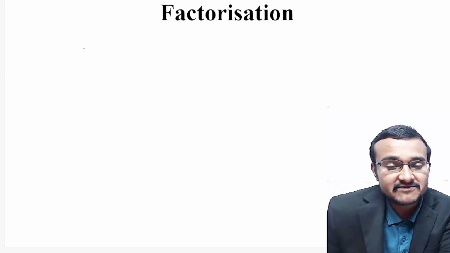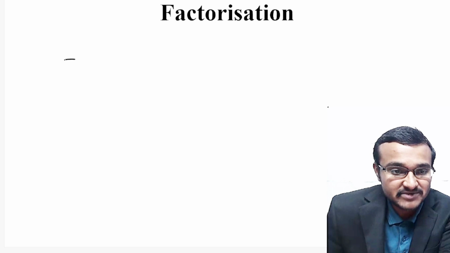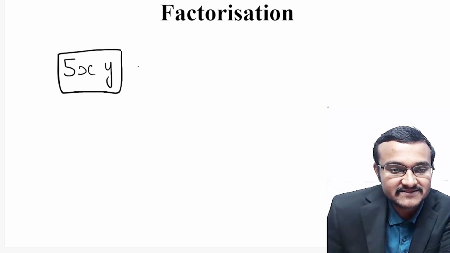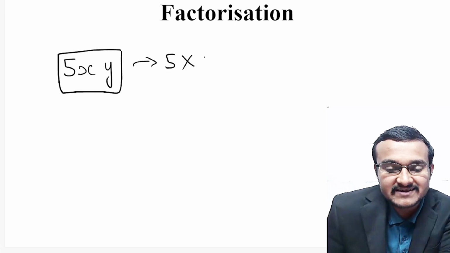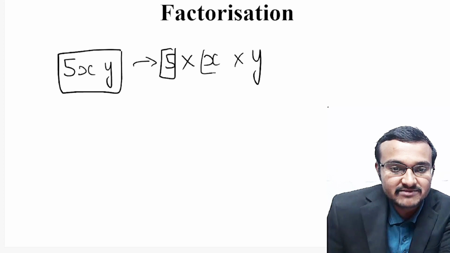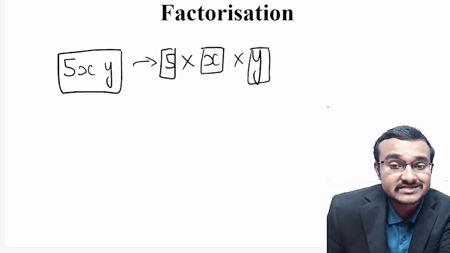Now, for example, if I give a certain algebraic expression, let's say 5xy. Here you can clearly see that 5xy is actually 5 into x into y. Here 5 is a prime number, we don't know the value of x, and we don't know the value of y.